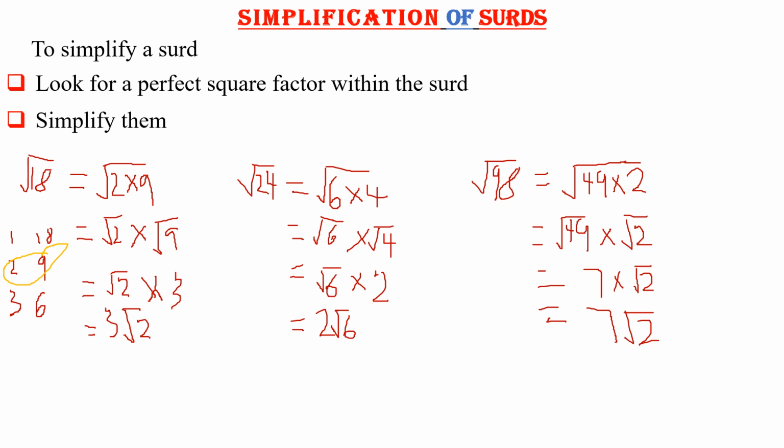So that is it about how to simplify surds. All you have to do is look for two numbers that when you multiply, you will get the number in the same square root sign, and one of those numbers will have to be a perfect square. Once you get that, you simplify.